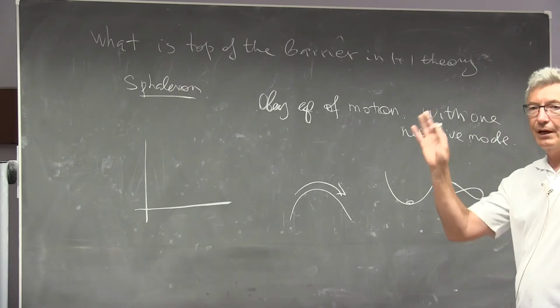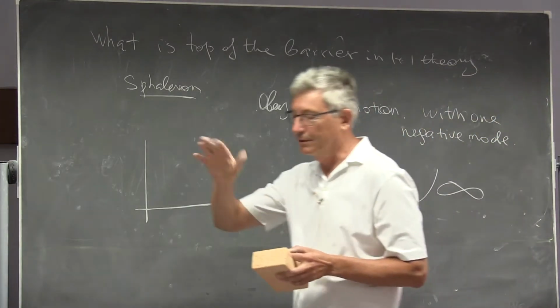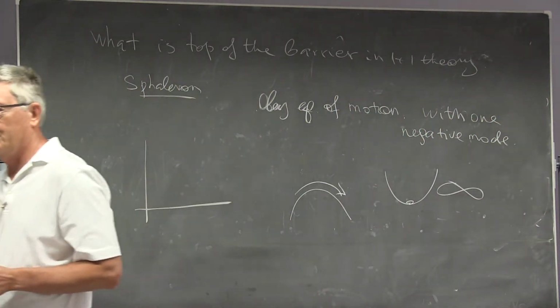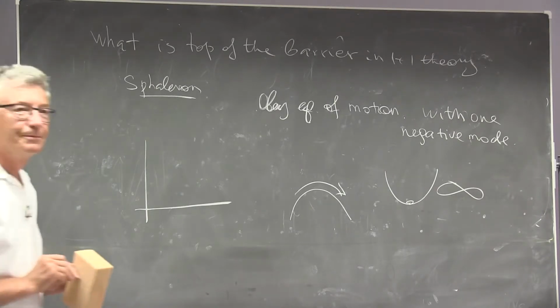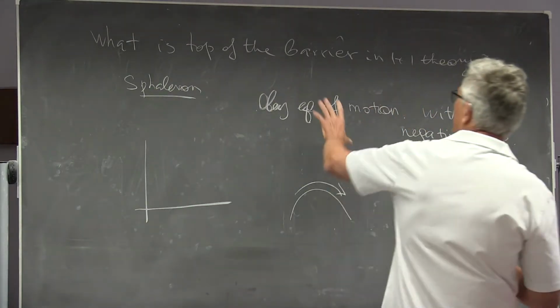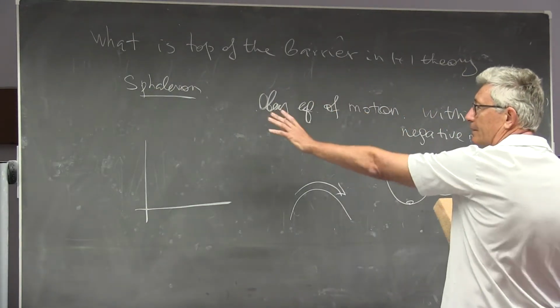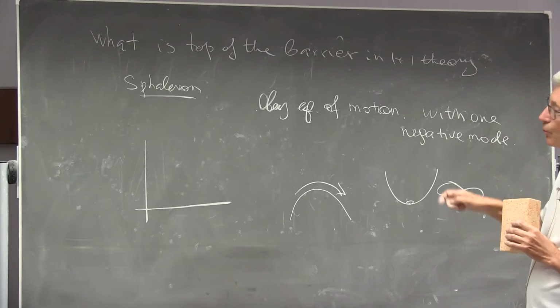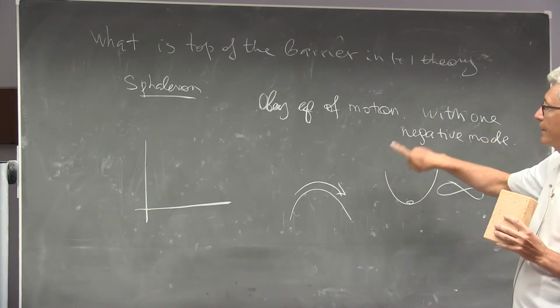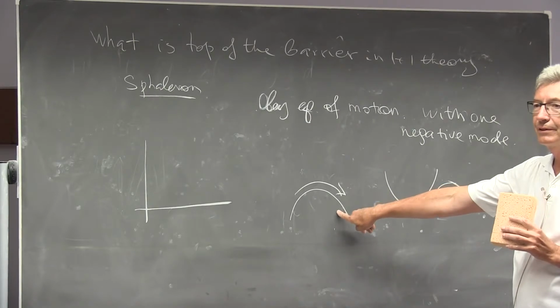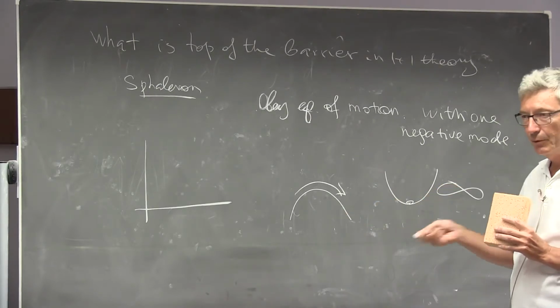Okay, you can visualize that very easily. If you go to the mountains and you want to save your energy, you go through this type of point. And this corresponds to the height of the barrier. You cannot do better than that. So what we should look for in our theory is a solution of the equations of motion with this property that there is just one negative mode.